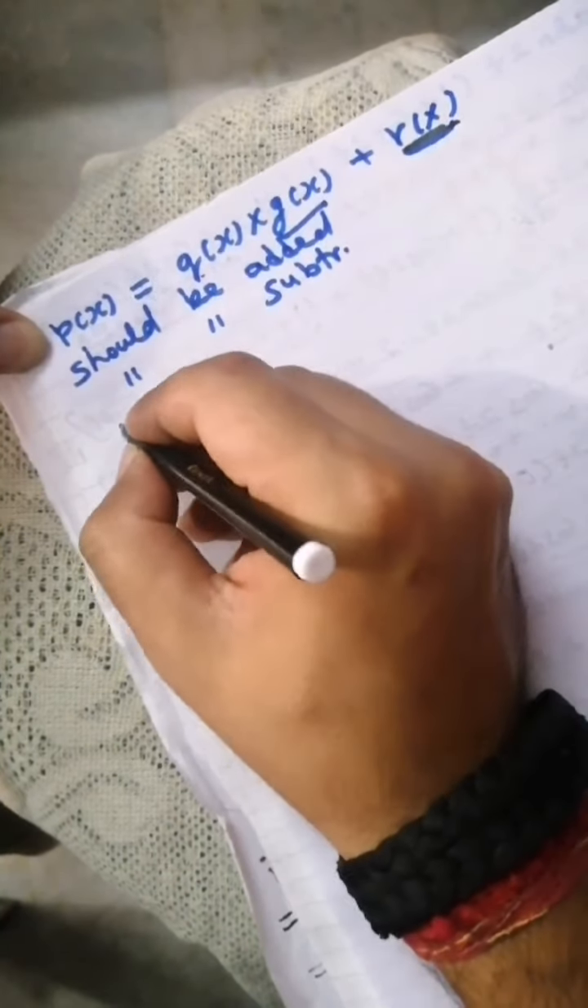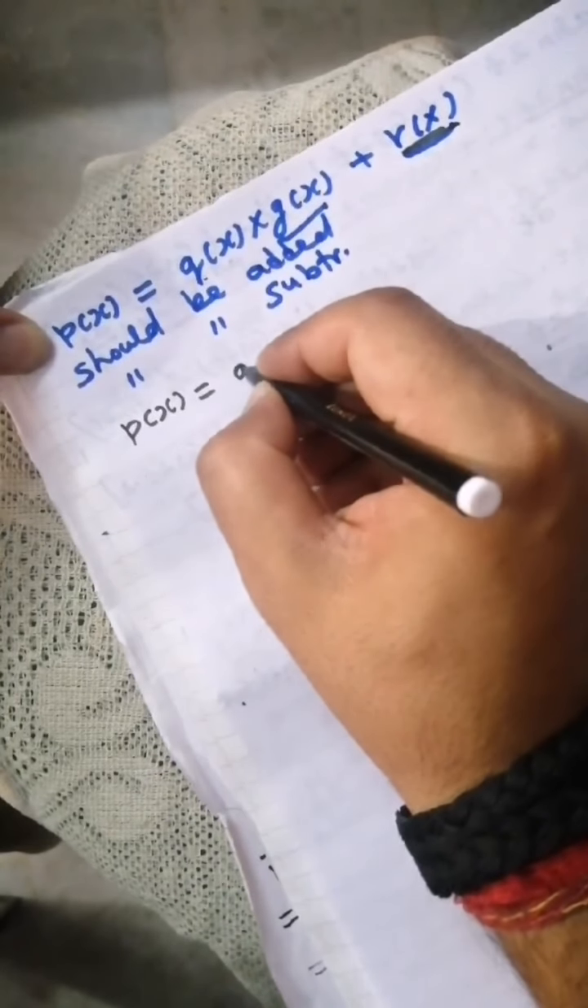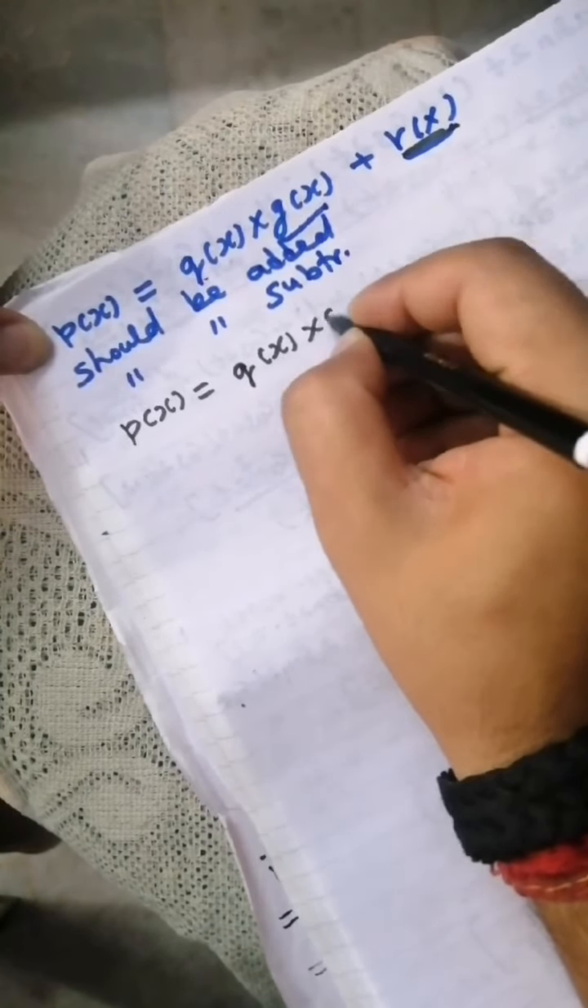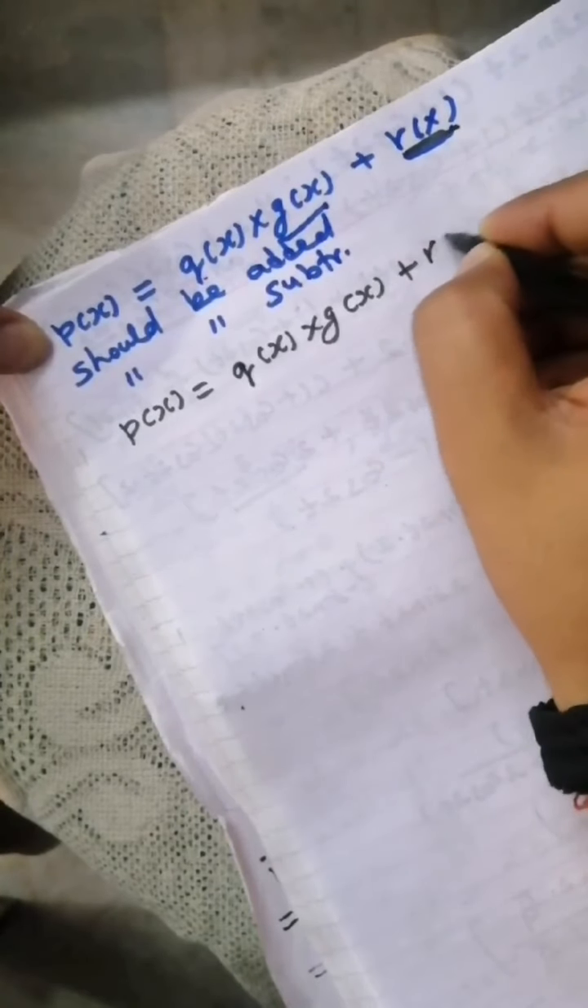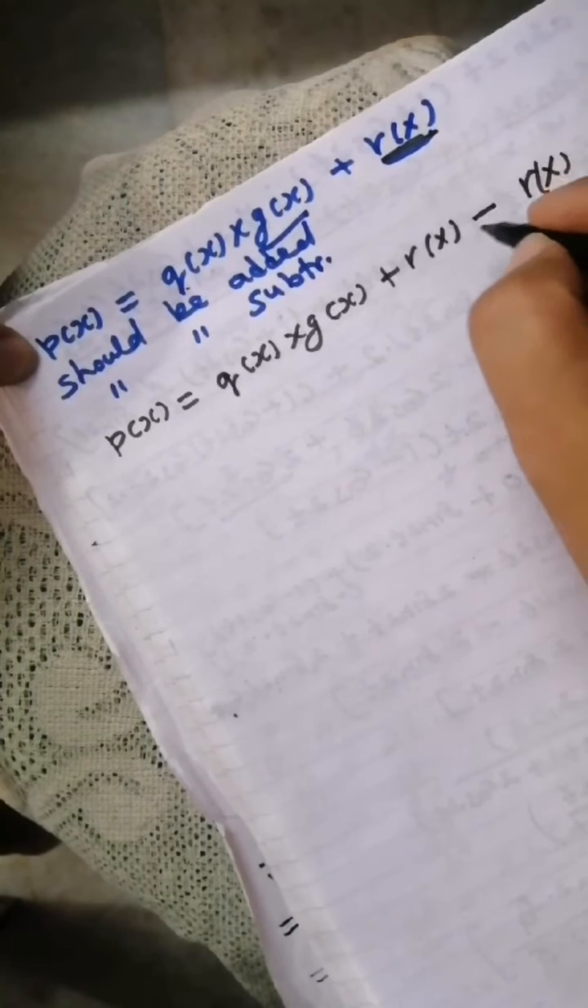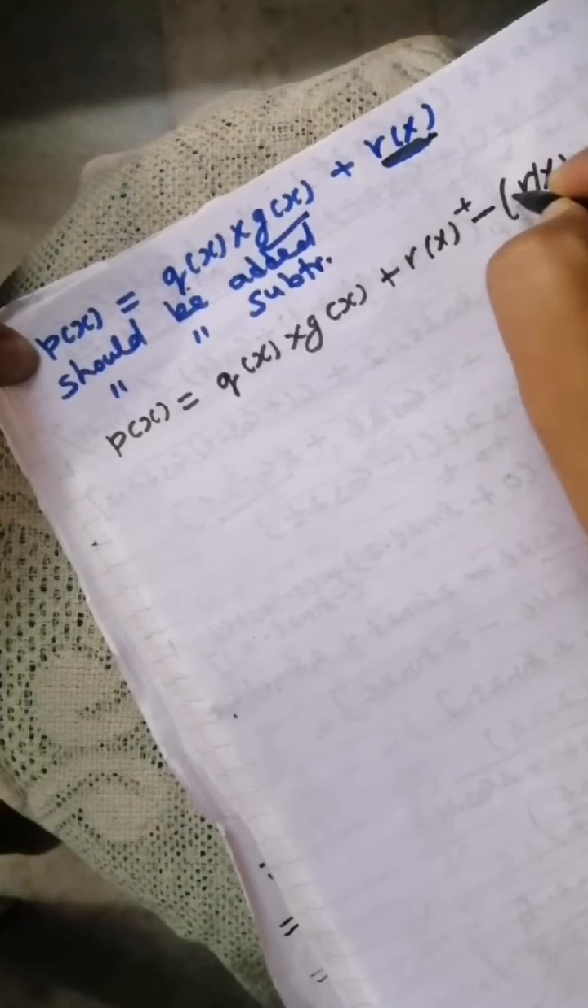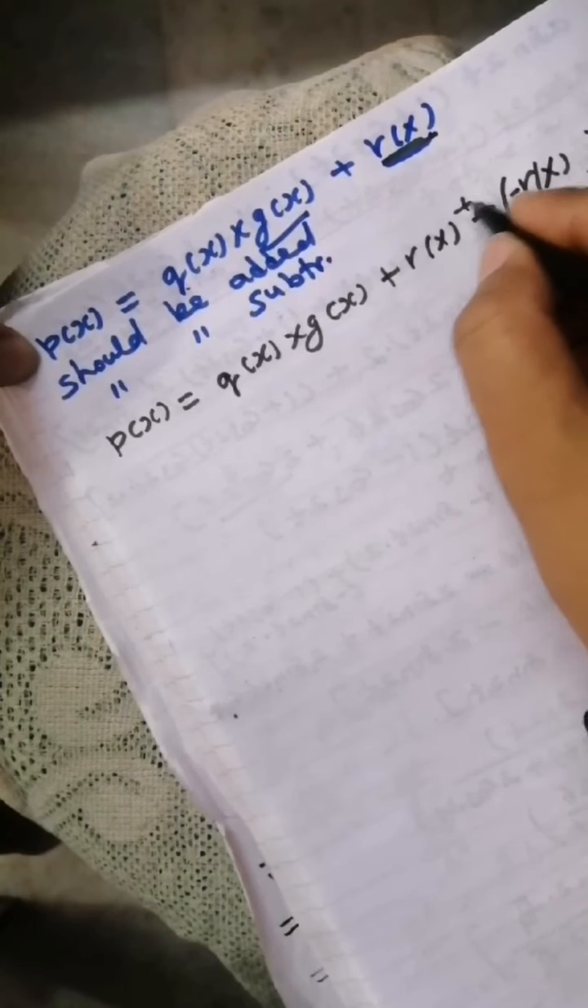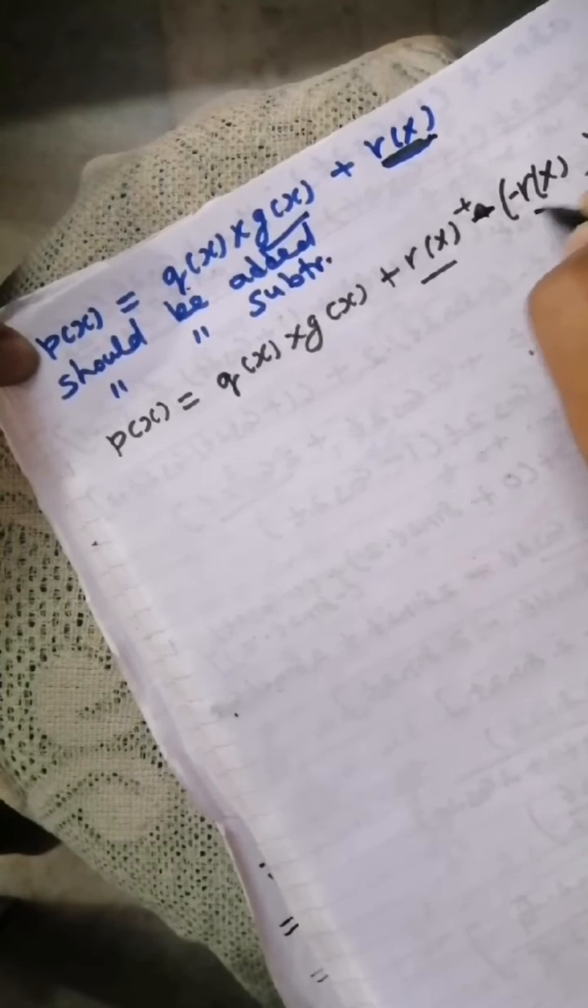If we write p(x) equals q(x) multiplied by g(x) plus r(x), and I add the negative of r(x), it will be plus r(x) minus r(x). So r(x) cancels with r(x), and it will be only p(x) equals q(x) into g(x) plus 0. Now if the remainder equals 0, it means it is completely divisible.